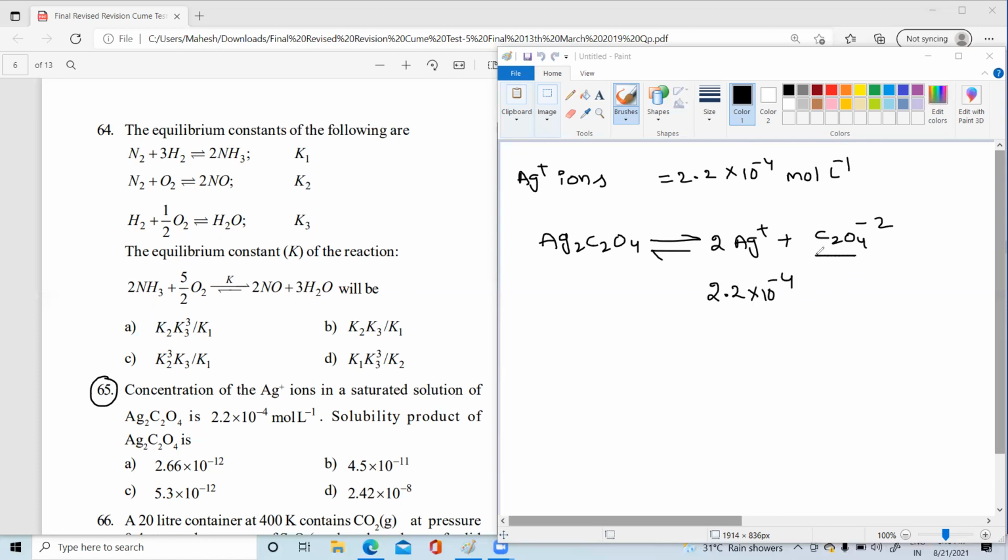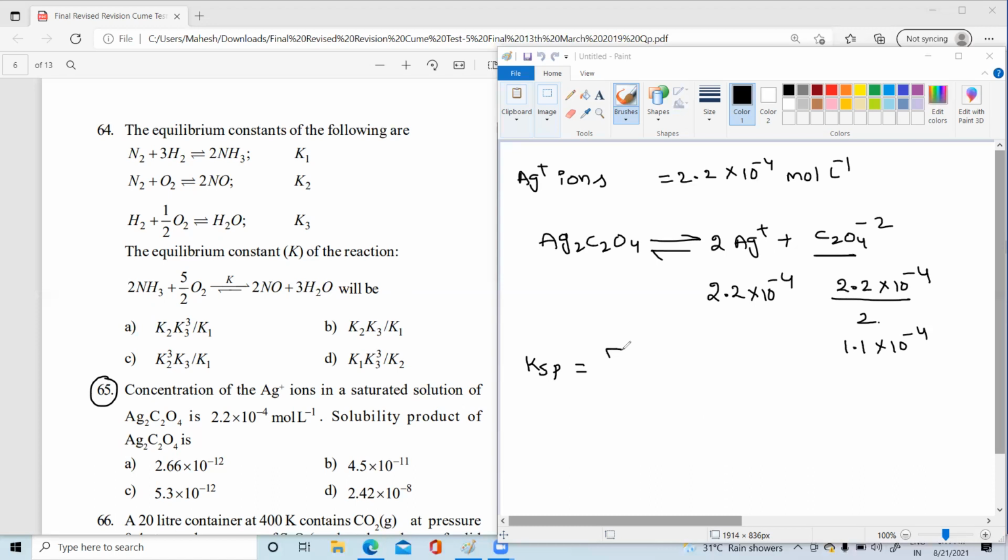Then this is only 1 mole, right? Half of this. So the 2 moles concentration is 2.2 into 10 to the power of minus 4, and the 1 mole concentration is divided by 2. On doing this, we get 1.1 into 10 to the power of minus 4. This is the concentration of C2O4 minus 2. Then what is the Ksp?